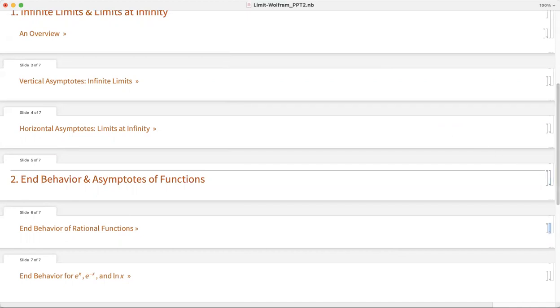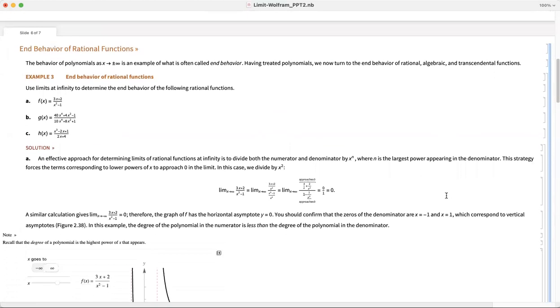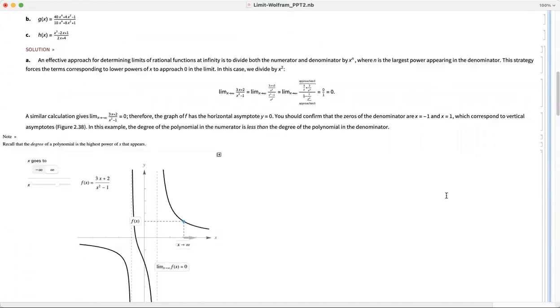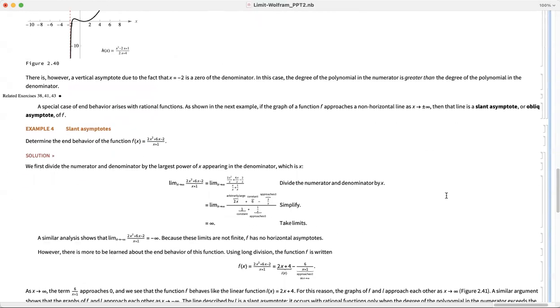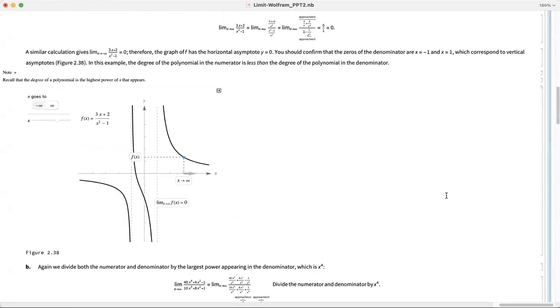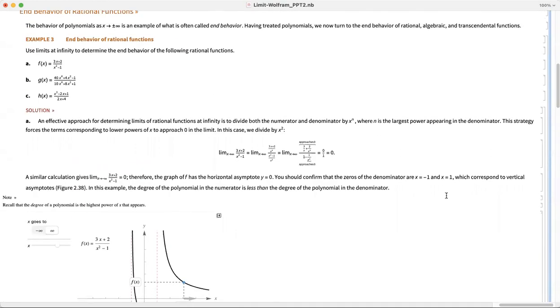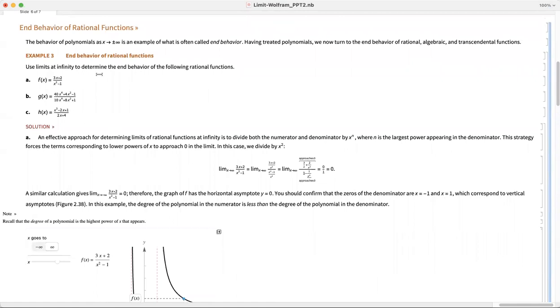Okay, so we just see some real problems. Let's see example 3 quickly, and then we see example 4, the slant asymptote. So example 3: use the limits at infinity to determine the end behavior of the following rational functions. But I'm going to try to find out not only the horizontal asymptote, but also the vertical asymptote. So I'm going to try to find out both of them if they exist.